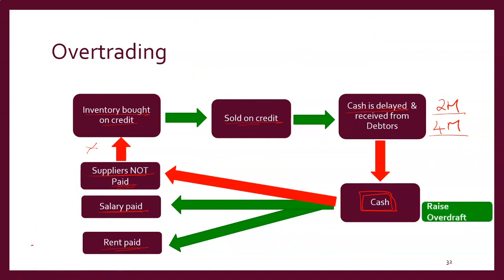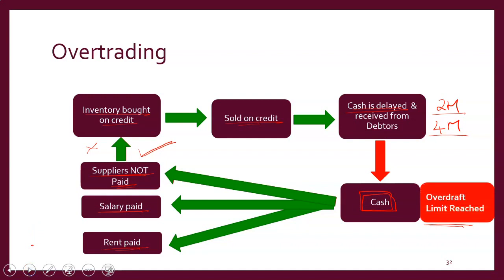In order to overcome this, what we can do is raise an overdraft. We can go to a bank and raise an overdraft. Now we'll have a sufficient amount of cash. With that cash, we can pay our suppliers. So the suppliers are not hurt now because we have raised an overdraft. But this cannot be done for a long time, because if the customers keep on delaying, for example, rather than 4 months, they now delay it for another 1 month, so it comes to a 5-month delay.